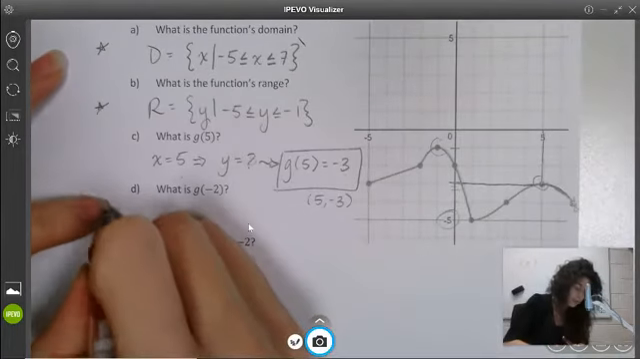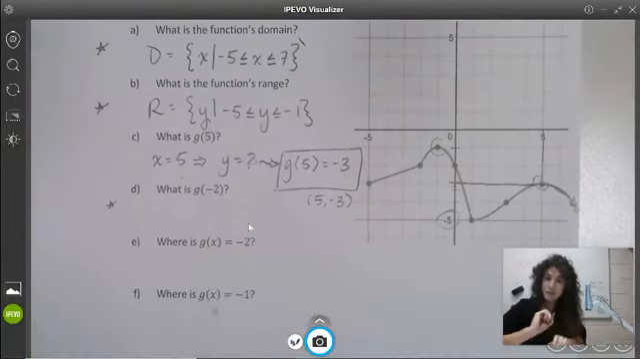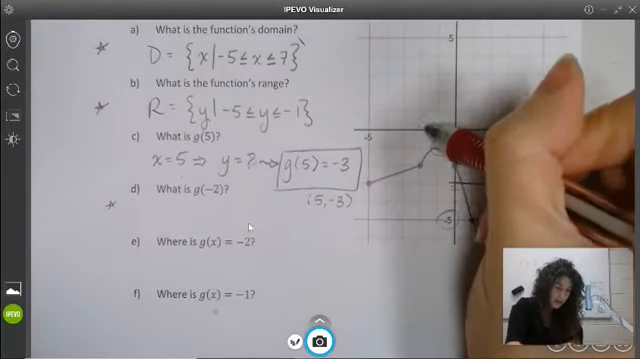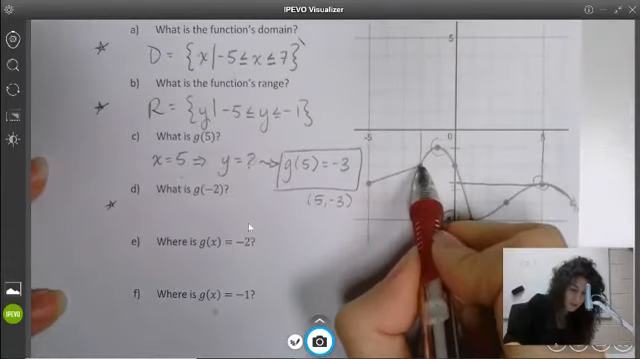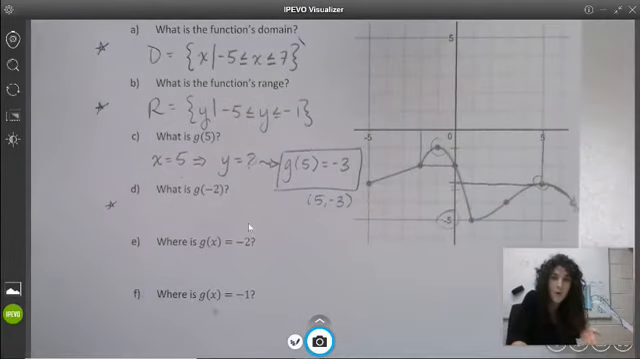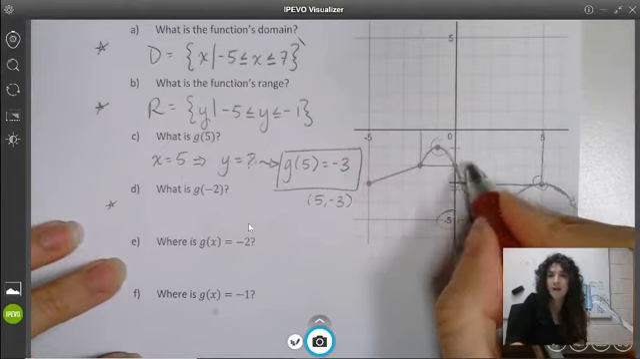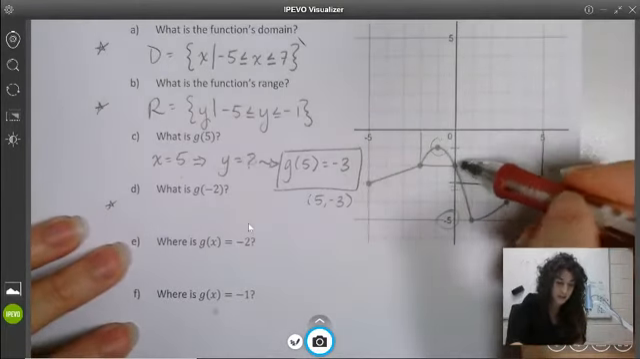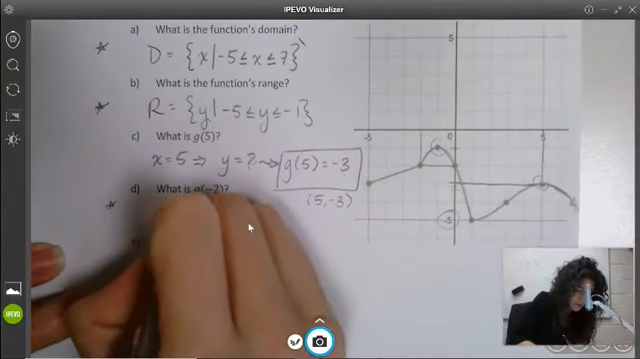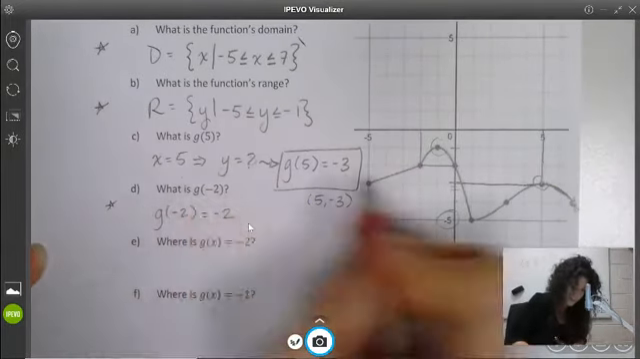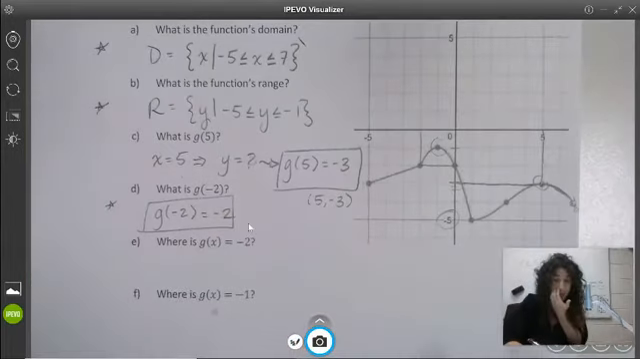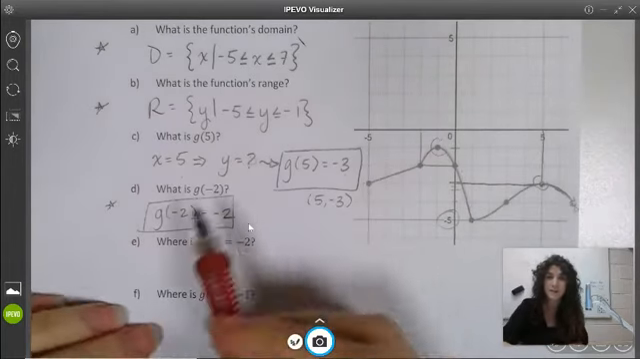Okay, g of negative 2, I would like for you to do that on your own. So g of negative 2, we're going to go to an x value of negative 2, and we're going to go down until we hit our graph. Once we've hit our graph, we then shoot over to the y-axis and say, what y value is that? And that's a y value of negative 2. So g of negative 2 is equal to negative 2. The point would be negative 2, negative 2. It doesn't ask us to write a point, but I just want you to see that is a conclusion that you can make there as well.